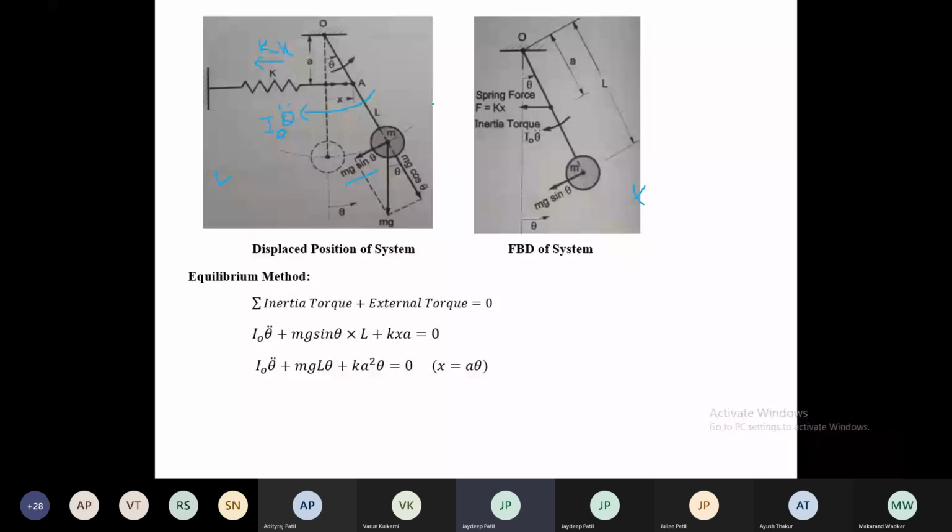Okay, you will get the next equation: I_O theta double dot plus mgl theta plus k a square theta is equal to 0. Then you have to take theta common. We go to the next step: I theta double dot plus (mgl plus k a square) into theta is equal to 0.